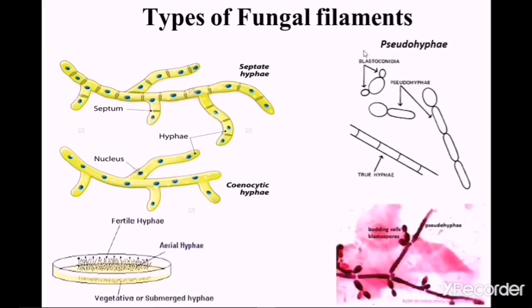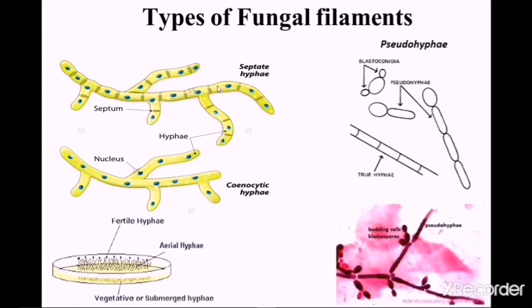Types of fungal filaments. Before that, you need to understand what a hypha is. It is an elongated thread-like branching filament of even width, and it grows by apical elongation. If there is an elongated mass of hyphae, this is called mycelium. Now there are various types of hyphae: septate hyphae, aseptate or coenocytic hyphae, vegetative and aerial hyphae, and then pseudohyphae, or false hyphae.